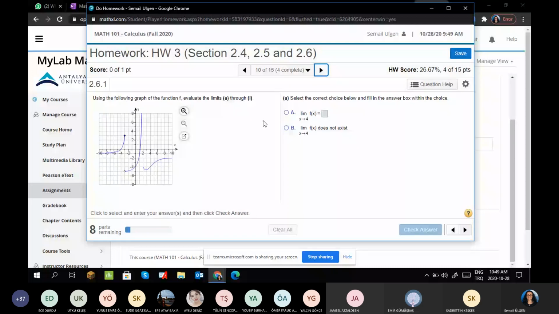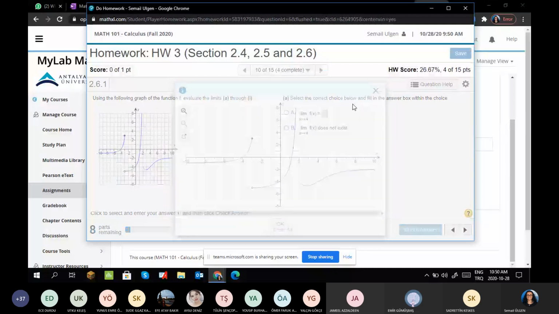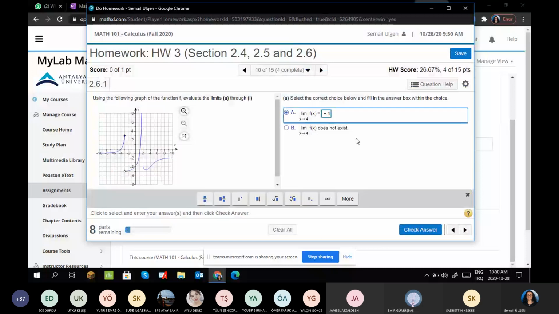Using the graph of the function f, evaluate the limits a through I. Select the correct choice below and fill in the answer box within the choice. So what is the limit? They're asking the limit as x approaches 4. Let's see. As x approaches 4, you can make it bigger. As x approaches 4, it is negative 4. Yeah, look at that. You approach from the right and left, it's negative 4. So we are going to write that, negative 4. Okay, it exists. Let's check the answer.